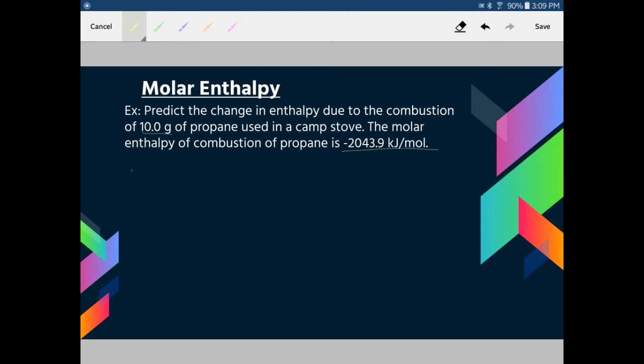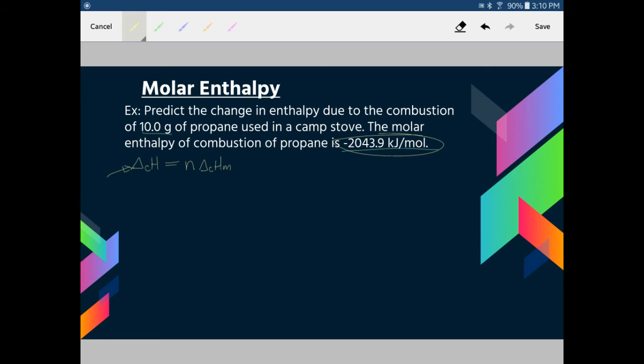So, our formula is the change of our enthalpy for the combustion of propane. So we're looking at the change of the enthalpy for combustion times the number of moles of propane that we have, times the molar enthalpy of combustion of propane. Now the molar enthalpy of combustion of propane is the value given here, so all I have to do is solve for moles to get my change in enthalpy.